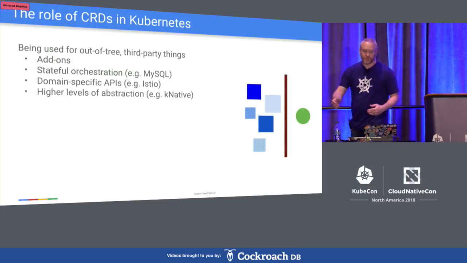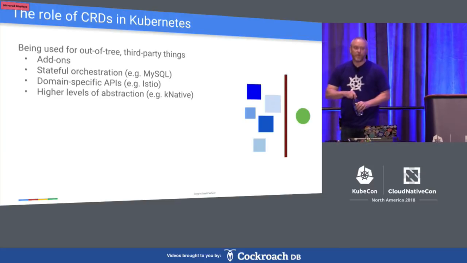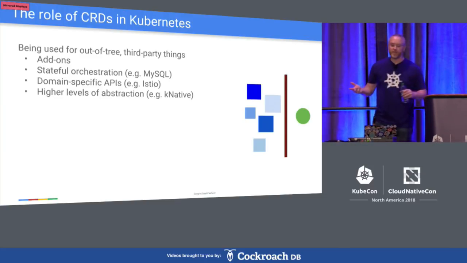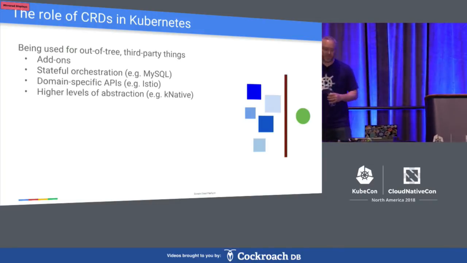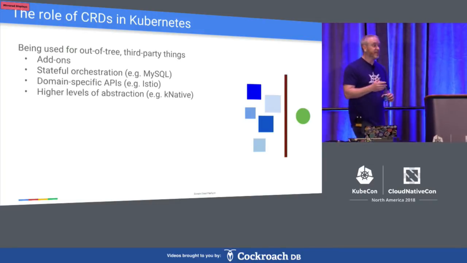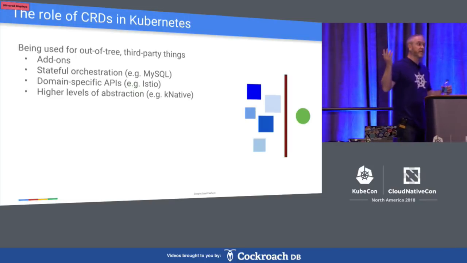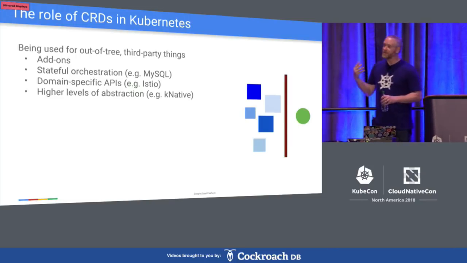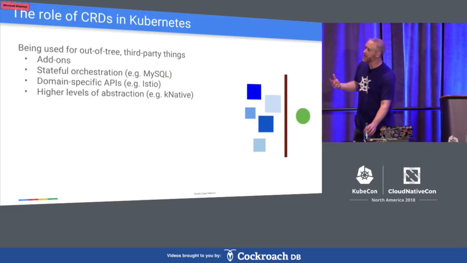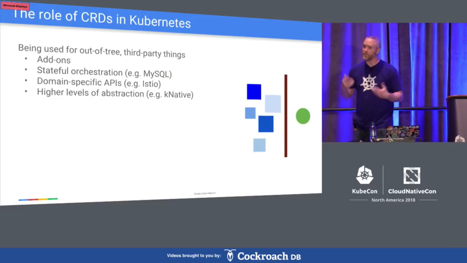So how do custom resources fit into Kubernetes? Mostly, they're being used for out-of-tree things, operators, add-ons, stateful orchestration. You want to create your MySQLs, or domain-specific APIs. Anybody heard of Istio? It's entirely written in CRDs. It usually provides a higher level of abstraction. Another system is called Knative. It's a serverless framework built on top of Kubernetes.